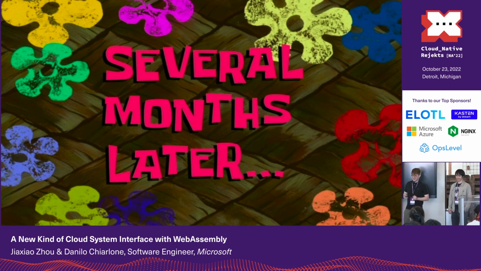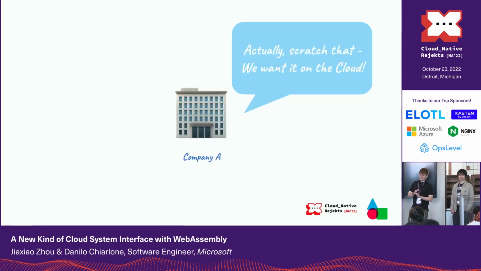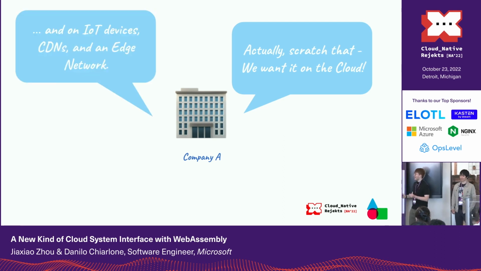But the unexpected happens. Company A approaches them and they say, actually, scratch that. We want it on the cloud. I mean, they're Company A. We're not surprised. They can do whatever they want. They're so renowned. And Person A doesn't mind. I mean, we have containers, we have Kubernetes, we'll just move on-premises to cloud. Not a big deal, we'll figure it out. Until they hear the rest of the sentence, which is, and on IoT devices, and CDNs, and edge networks.